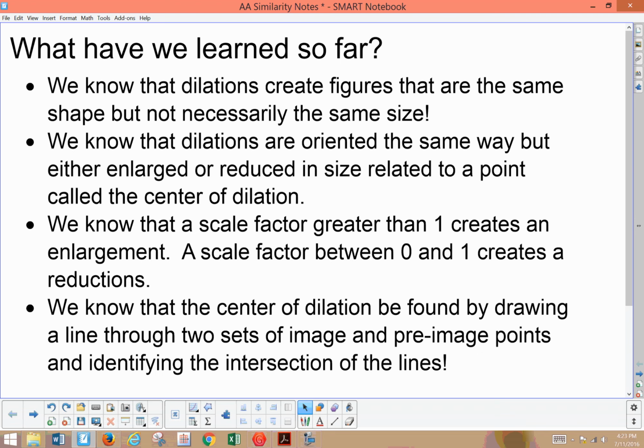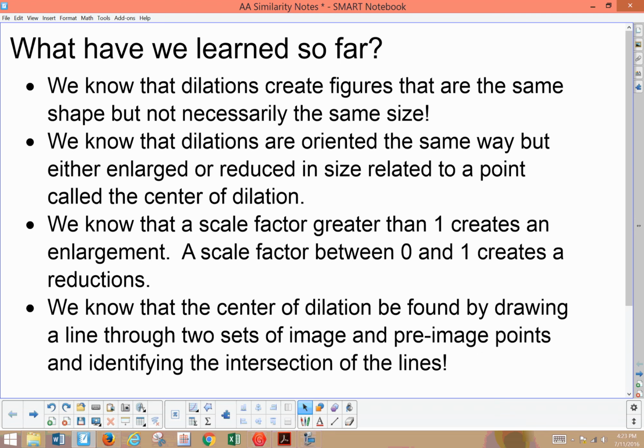Now, if we have the pre-image and the image, and we're looking for our center of dilation, all we have to do is connect corresponding points with a line. We did this where we actually drew a line that connected the pre-image and the image vertices. We made it a long line, and we did the same thing with another pre-image and image vertices, and where those two lines intersected, we knew that we had the center of dilation. So this was some of the things that we learned when we talked about dilations in Unit 2, Lesson 2.